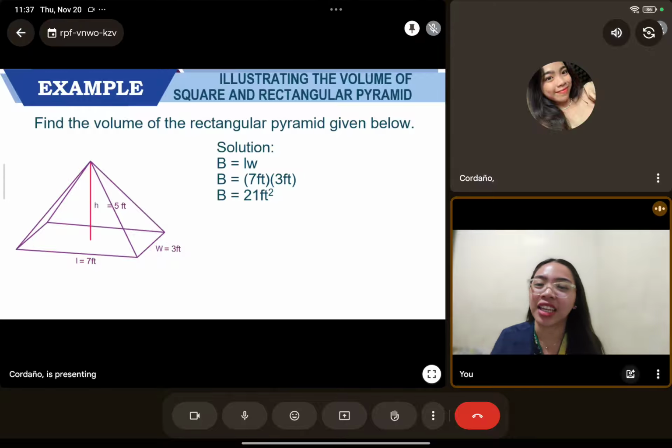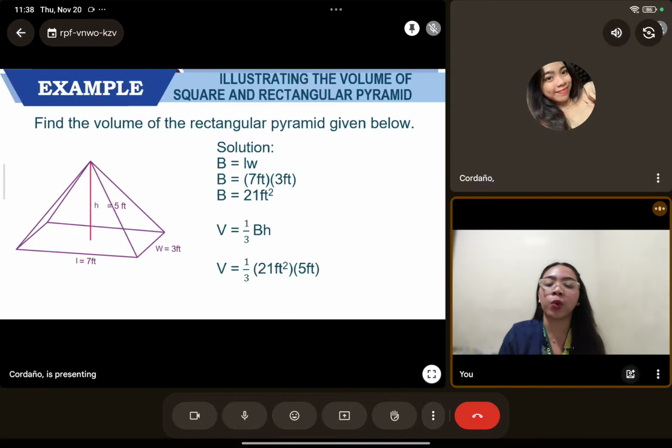21 feet squared. Okay. And then, ayan, ililipat na natin siya ulit dun sa given formula, which is volume is equals to 1/3 times the area of the base and times height. Given 1/3 times 21 feet squared times 5 feet. Okay, 21 times 5 is 105. Ang gagawin nyo muna dyan, i-multiply nyo muna itong dalawa, 21 feet squared times 5 feet. So, yan. And then, tsaka nyo siya i-divide or i-multiply rather, sa 1/3. So, you will get 35 feet cube.